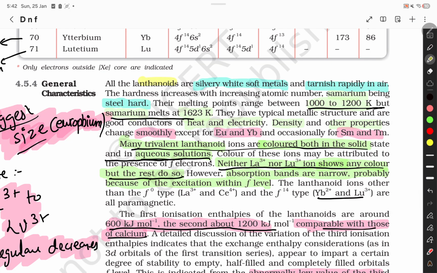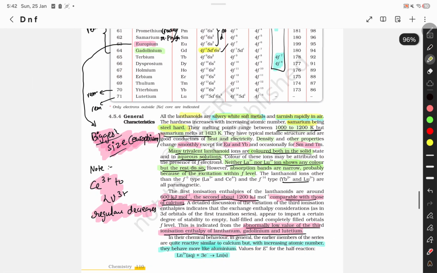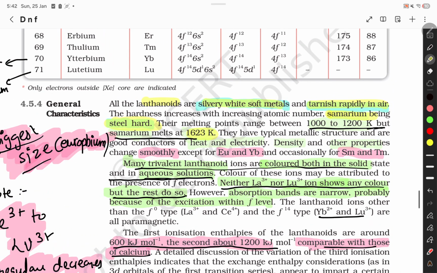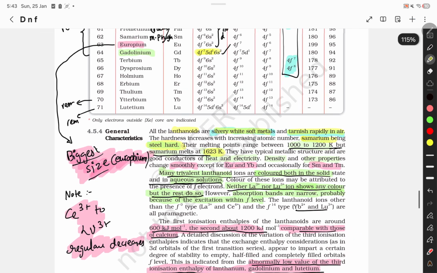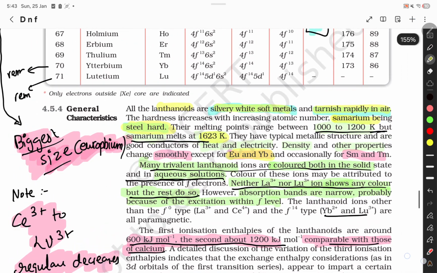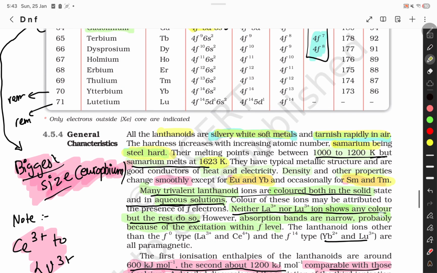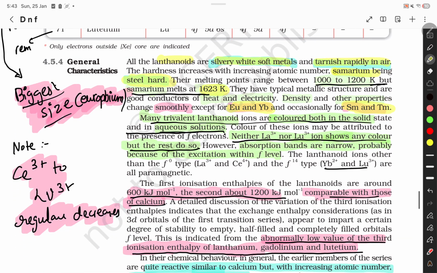All lanthanoids are silvery white soft metals and tarnish rapidly in air. Hardness increases, samarium being steel hard. Samarium is very hard and it has the highest melting point. And yeah, density changes smoothly except for europium, ytterbium, samarium, and I think thulium. Okay.